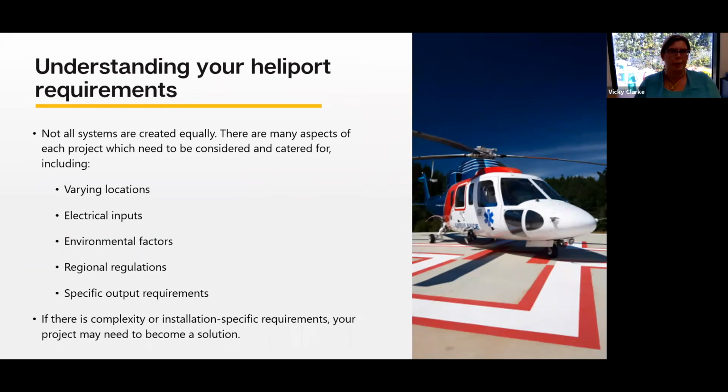Some of the things that we need to know when helping you with your helipad lighting are listed here. The primary things we need to know are where the helipad is located, both the country and the state, and whether it's ground or elevated, as the regulations do vary across the world depending on the type of helipad you have. We also need to know what sort of power sources you have or that you want to use, whether that be mains power or solar. If it's mains powered, what your voltage and frequency are.